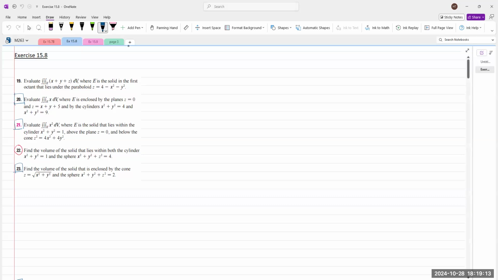So number 20. Evaluate the triple integral over the solid E of x dV, where E is enclosed by the planes z equals 0 and z equals x plus y plus 5, and by the cylinders x squared plus y squared equals 4 and x squared plus y squared equals 9.